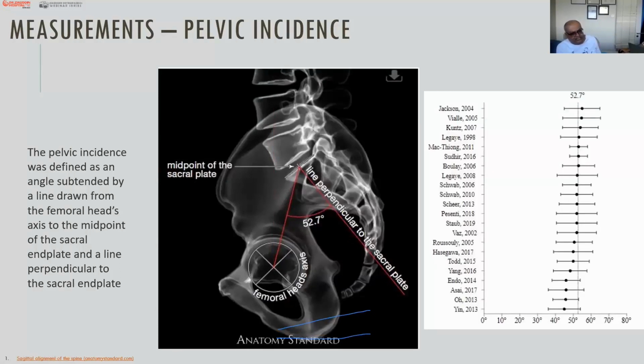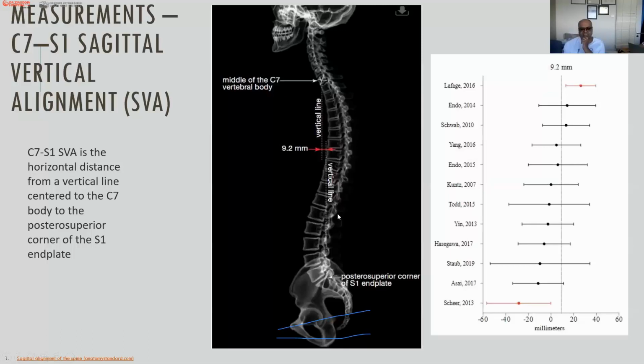Now this is defined as an angle that is subtended by the lines drawn from the femoral head to the midpoint of the sacral end plate, and the line perpendicular to the sacral end plate. Now, this is a constant. The usual formula is the pelvic incidence equals pelvic tilt plus sacral slope. And the lumbar lordosis is usually a derivative of this.